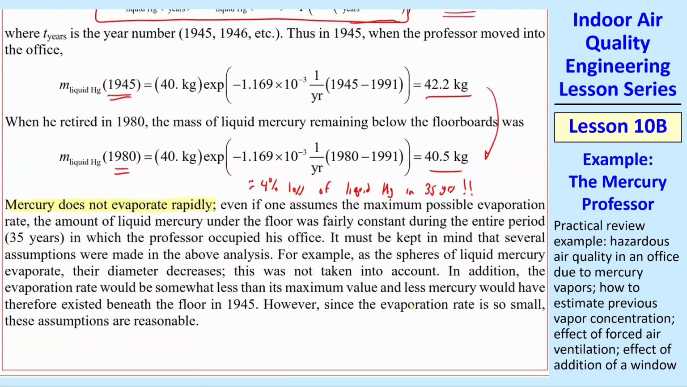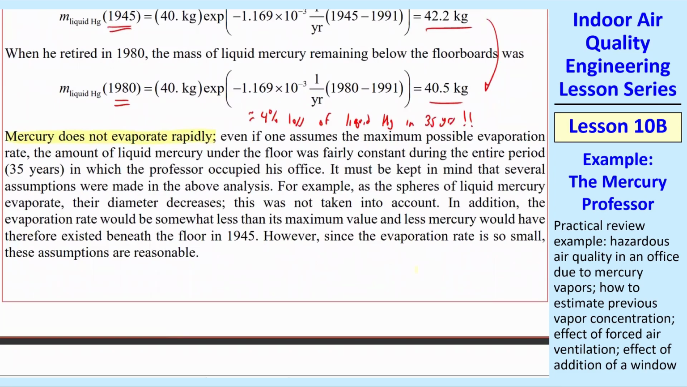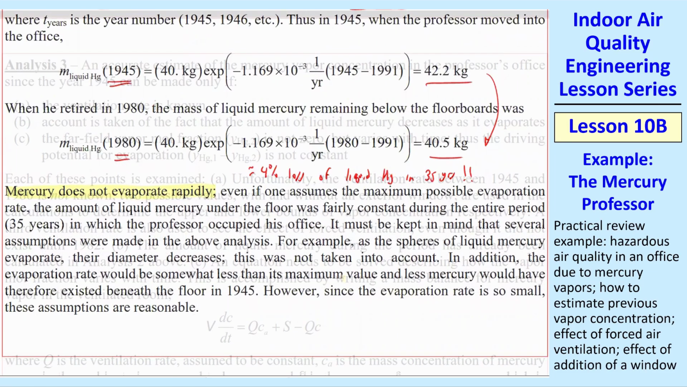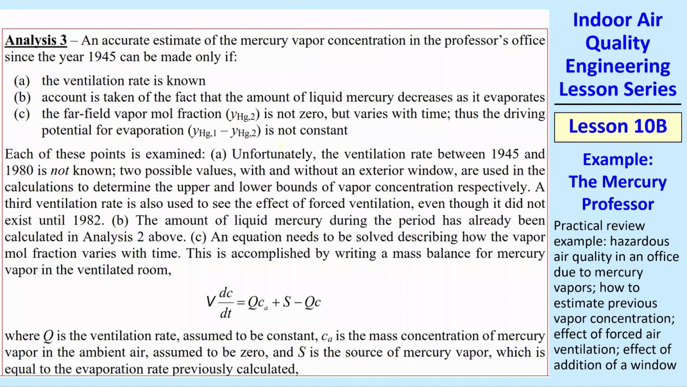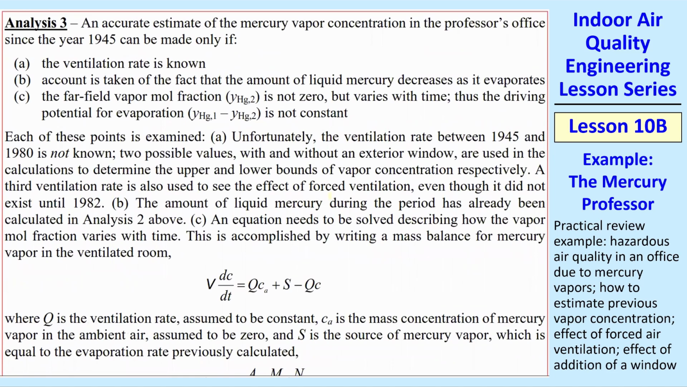And then we give some justification for some of the things we approximated. So that was analysis 2. And now once we know the evaporation rate, we can analyze the ventilation. Analysis 3 is to estimate the mercury concentration in the room air for 3 different ventilation rates. We're going to make some approximations, etc.